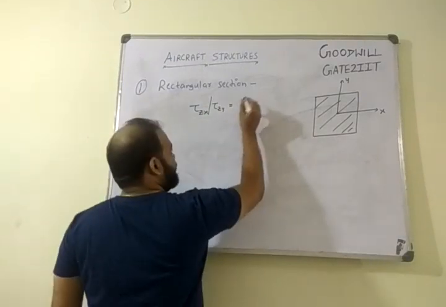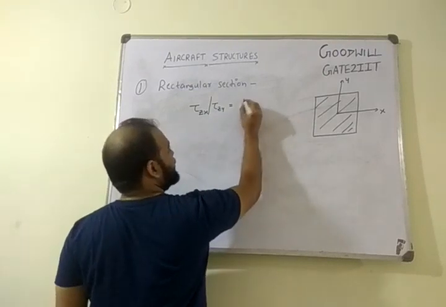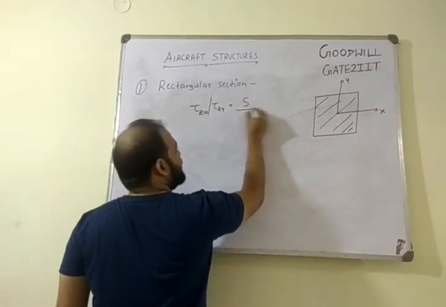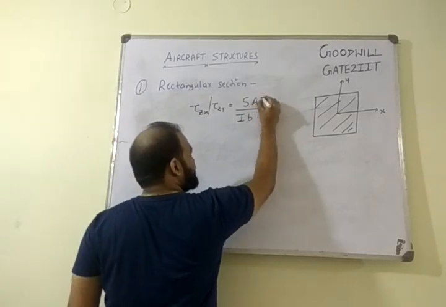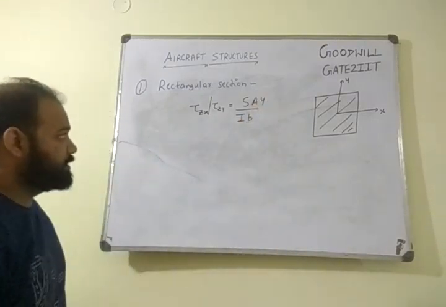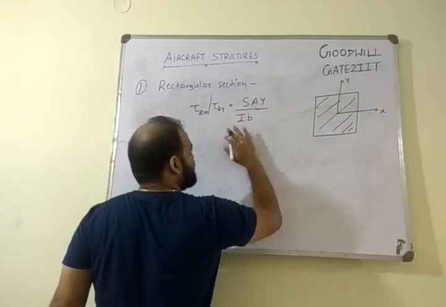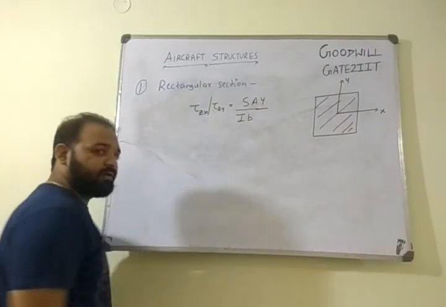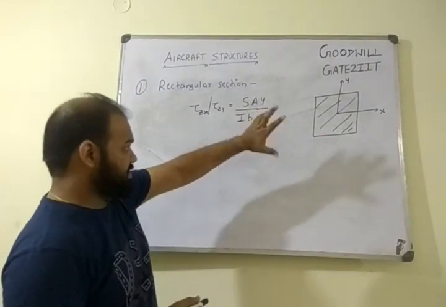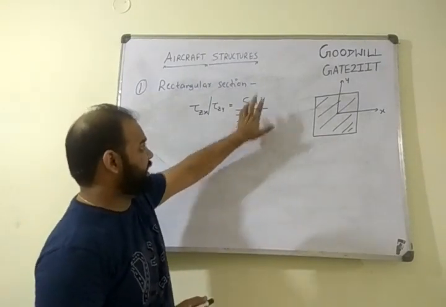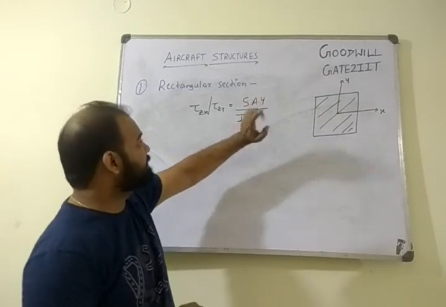Alright, the formula I want you to remember is S divided by I B, and basically the formula is S A Y bar divided by I into B. This is the generalized formula which will never fail. I am going to use this for rectangle, for circular, and for any arbitrary cross section. So it is easier to remember: S A Y divided by I into B. We will see the meaning of each term.